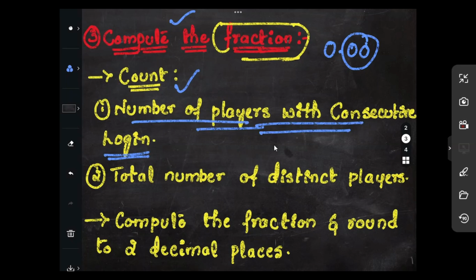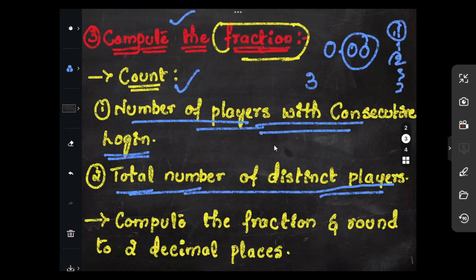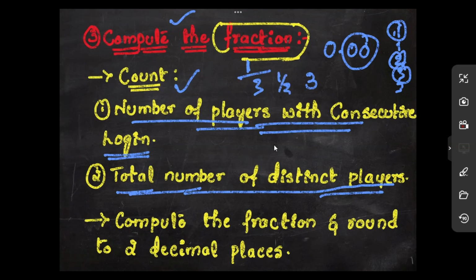In our first example, we had only one player, the one with player ID 1, if you remember. So we count the number of players with consecutive login and the total number of distinct players. The total number of distinct players was 3. Player IDs were 1, 1, 2, 3, 3, so distinct is 1, 2 and 3. In that case, we had only one player with the consecutive login. Therefore, we went with 1/3.